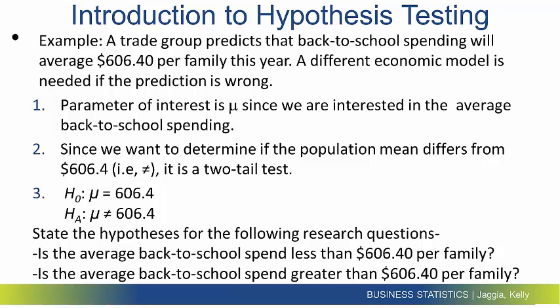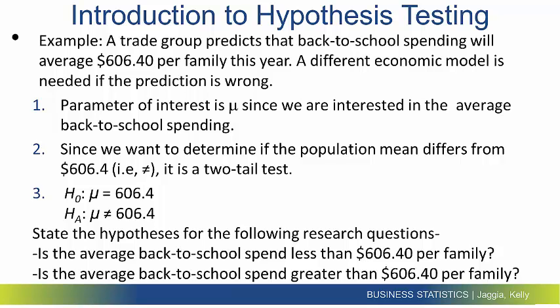Okay, so to test the research question, is the average back-to-school spend less than $606.40 per family? The null hypothesis is mu is greater than or equal to $606.40, and the alternative hypothesis, which is often easier written first, in this case as it contains the research question, is mu is less than $606.40.